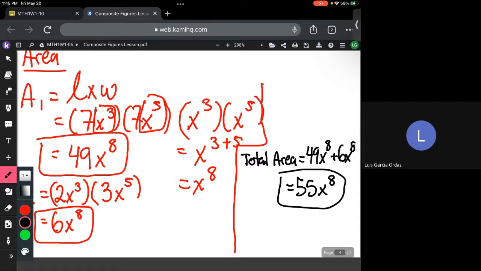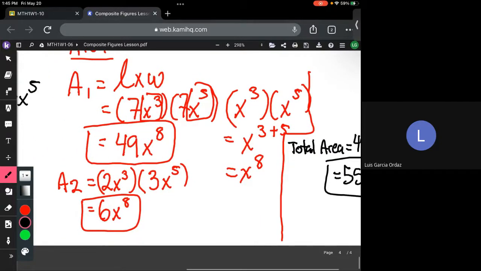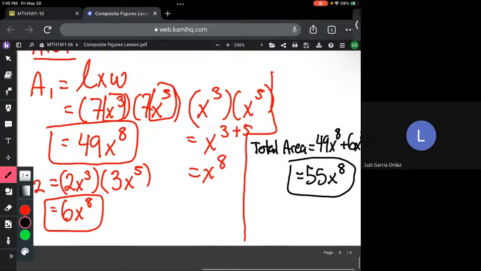Is it just an equal sign, or is there an A? It's equal to 55x^8. No, I meant for like A2, correct? Yeah, area 2. That's why I write A2, for area of shape 2. Yeah, I was just making sure if that was there.